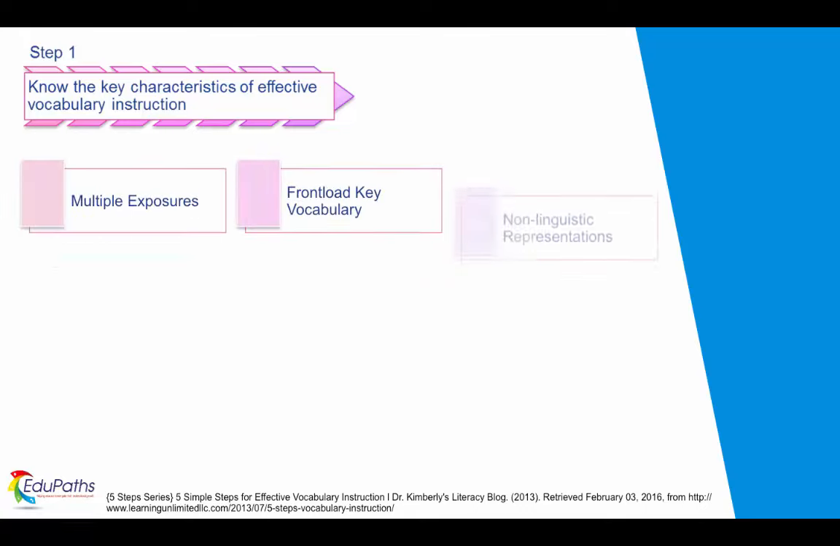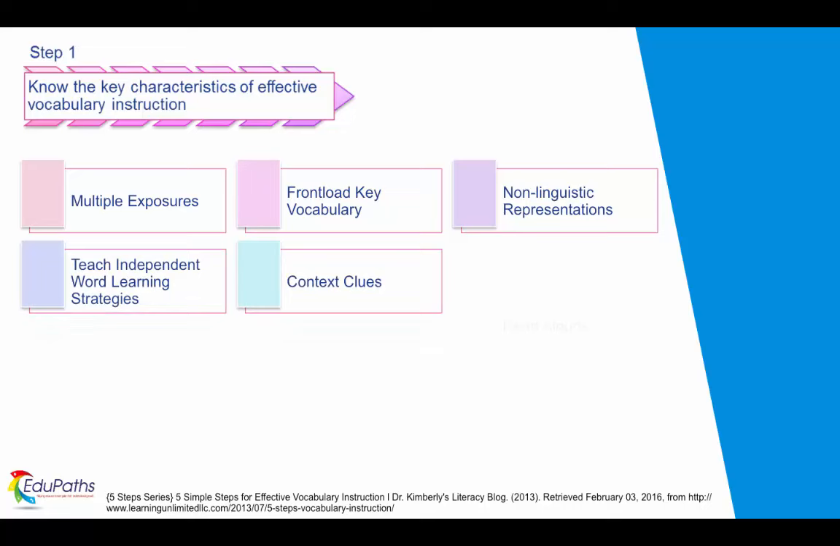Step 1 in building a great vocabulary program is to know and understand the key characteristics of effective vocabulary. If you have a solid grasp on these concepts, it will serve you well in choosing instructional strategies and tools to efficiently teach vocabulary to your specific students. There are several characteristics of an effective vocabulary instruction program. However, let's highlight just a few of the most important aspects of research-based instruction.